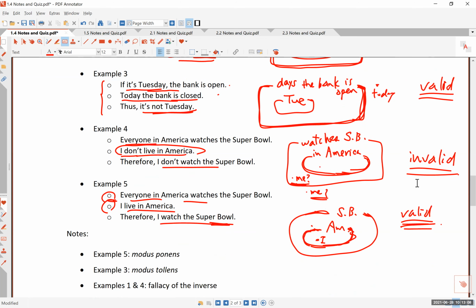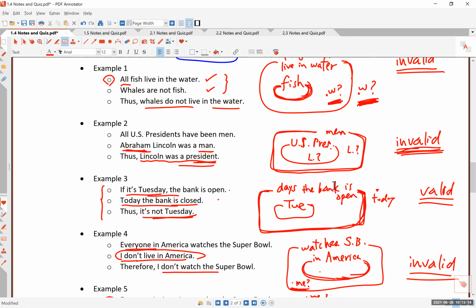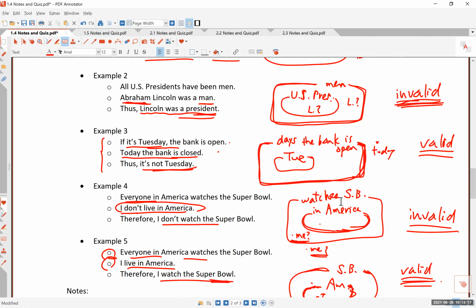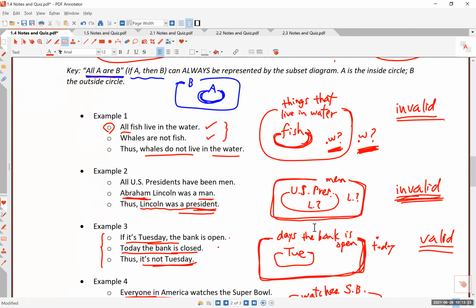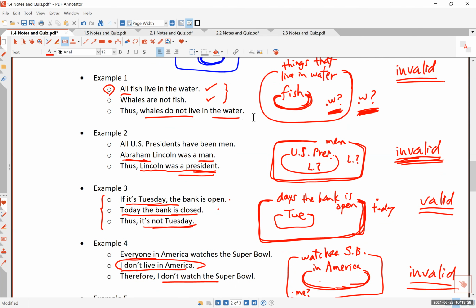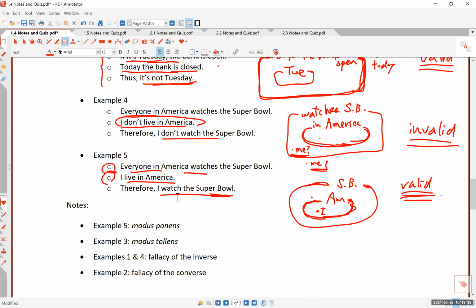And then the fourth one is invalid for a similar reason as which one was it? As the first example. Just because you are outside of the inner circle does not mean that you must be outside of the outer circle. And that was exactly the problem with example 1. So 1 and 4 are both invalid for the same reason. And then number 5 is valid because if you are inside of the inner circle, then you are automatically inside of the outer circle.